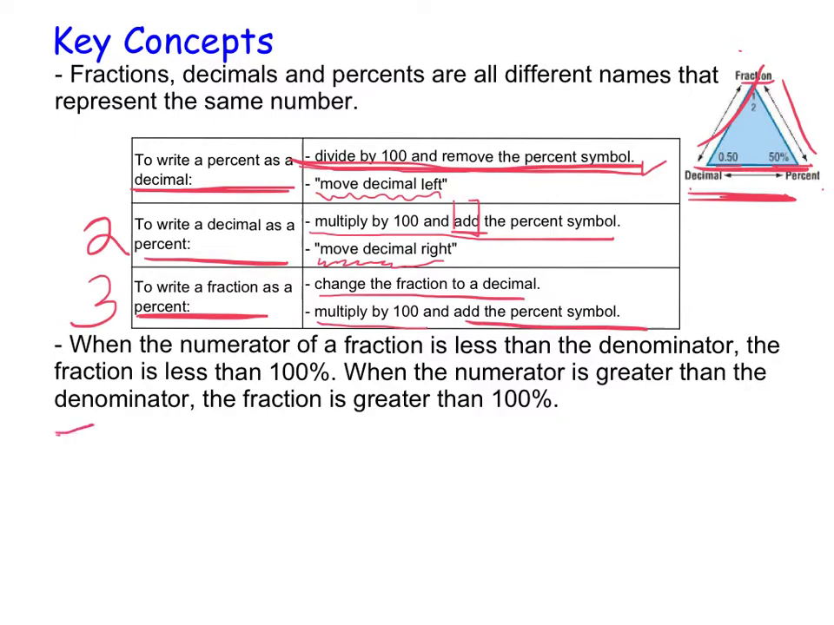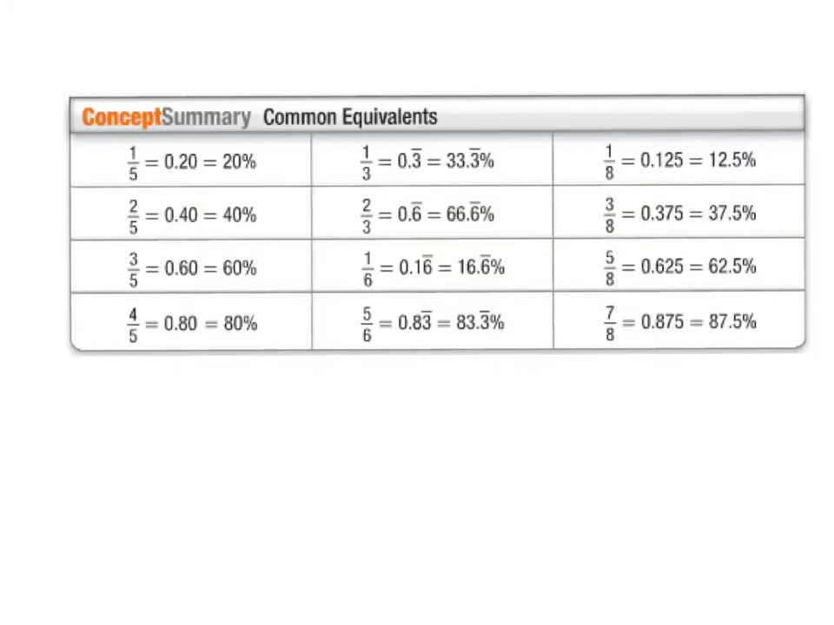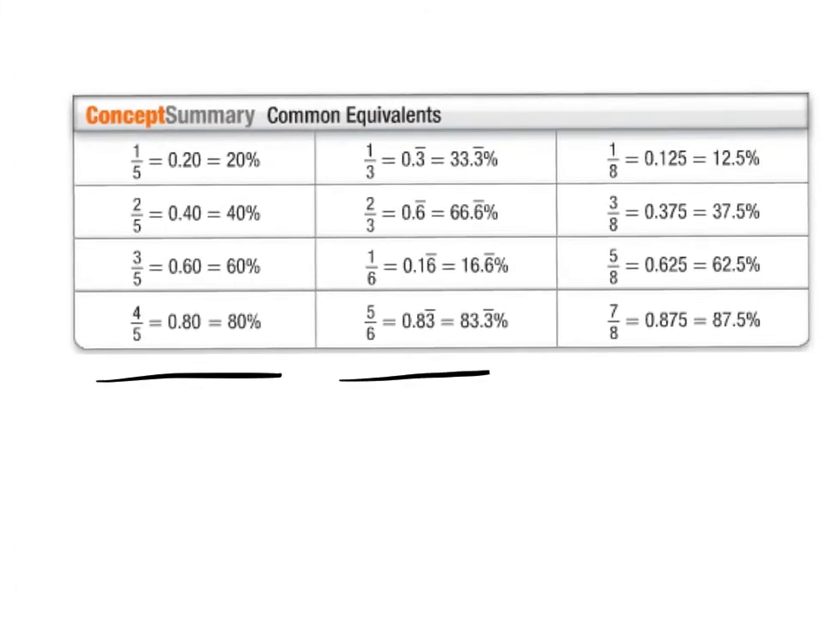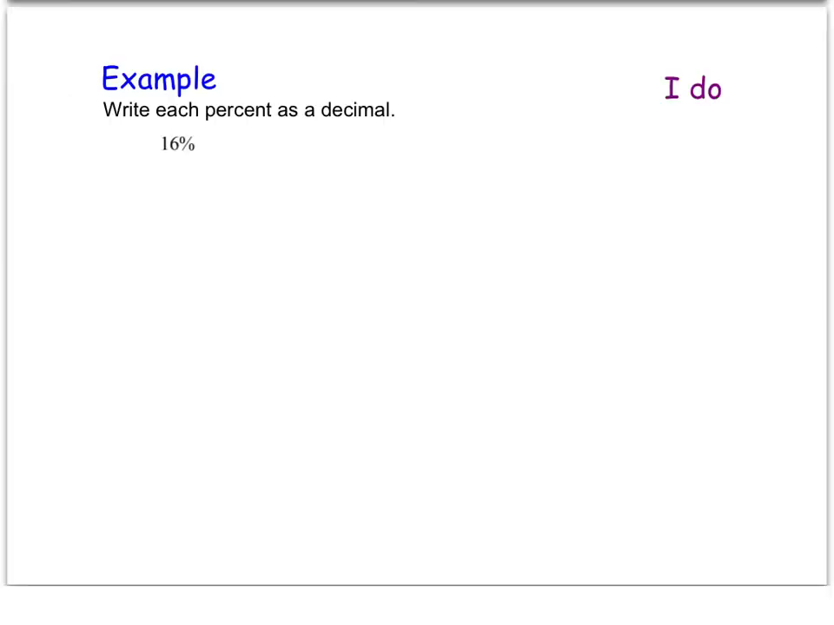And then here's just a little FYI. When the numerator of a fraction is less than the denominator, the fraction is going to be less than 100%. When the numerator is greater than the denominator, the fraction is going to be greater than 100%. And here are some common equivalents. All of these are just ones that you will see most commonly, so it's a good idea if you look at these and can recognize these common equivalents.